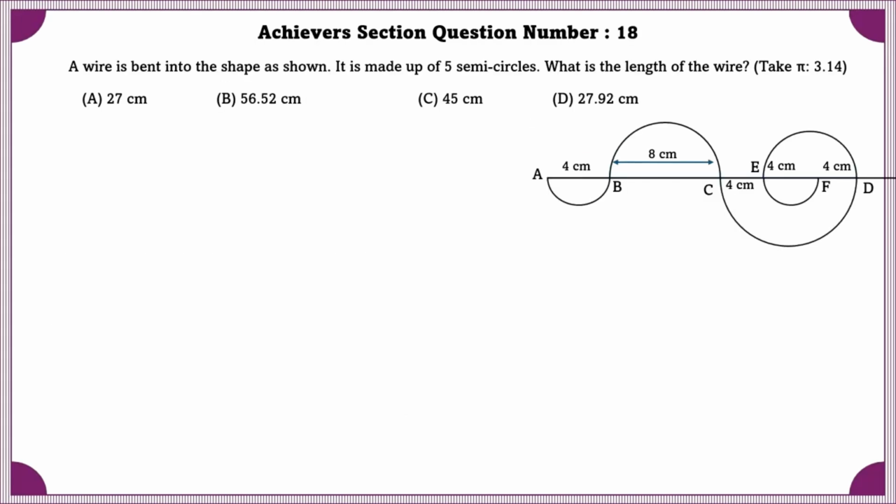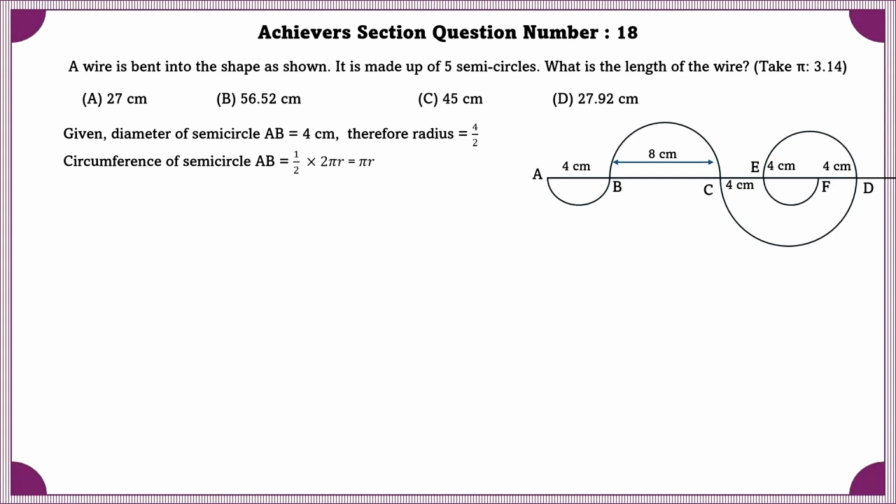Achiever section question number 18. A wire is bent into the shape as shown. It is made up of 5 semicircles. What is the length of the wire? Take pi as 3.14. Given diameter of semicircle AB is equal to 4 centimeters. Therefore, radius is equal to 4 by 2.